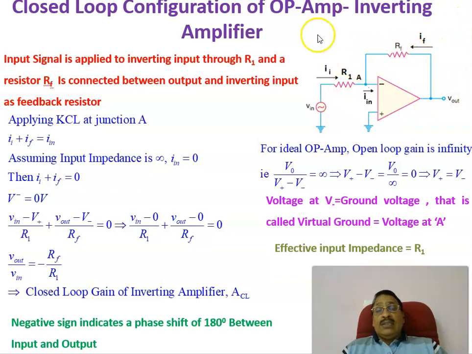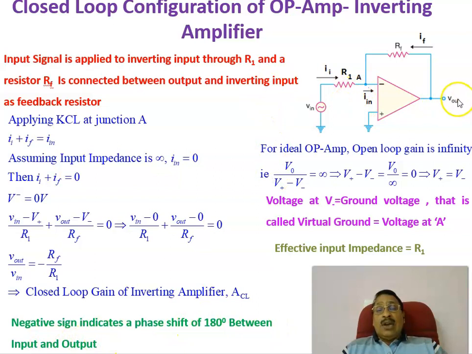Therefore, the gain of this inverting amplifier is given by minus RF divided by R1. That is, the closed loop gain of an inverting amplifier, called ACL, is equal to minus RF divided by R1, where RF is the feedback resistance and R1 is the input resistance. And this negative sign indicates that there is a phase shift of 180 degrees between the input and output.